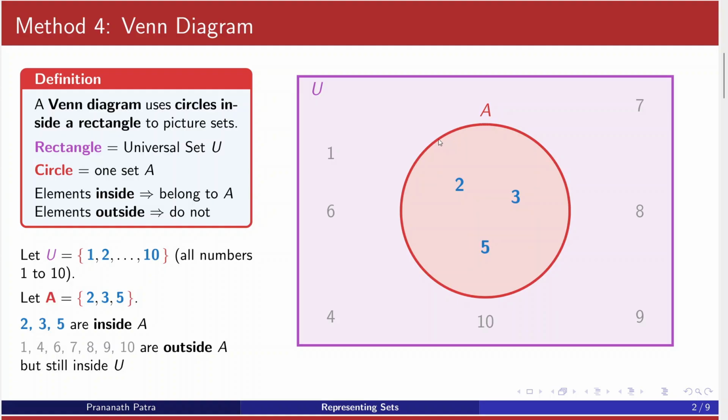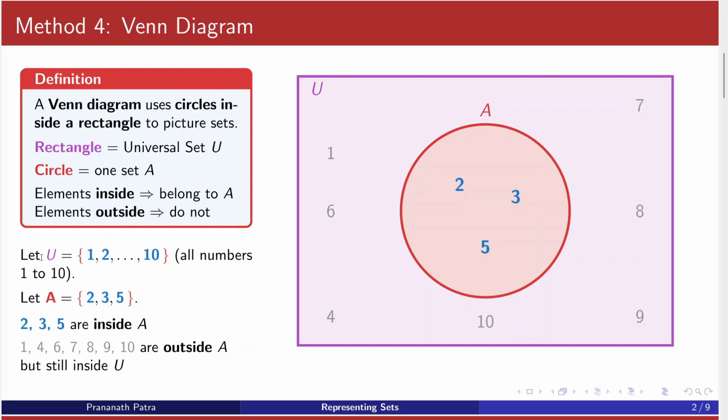Inside this rectangle, we draw a circle. This circle represents one specific set. Let's call it set A. The rule for a Venn diagram is very simple. If an element belongs to set A, we draw it inside the circle. If an element does not belong to set A, we draw it outside the circle, but still inside the rectangle. Let's look at an example to make this perfectly clear.